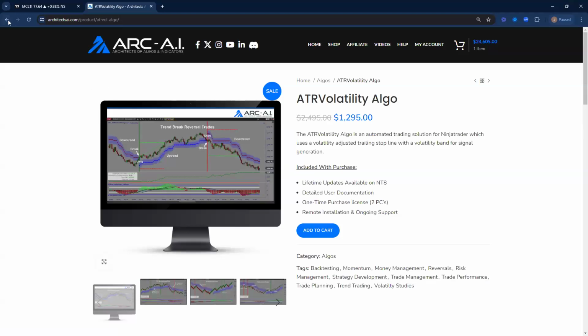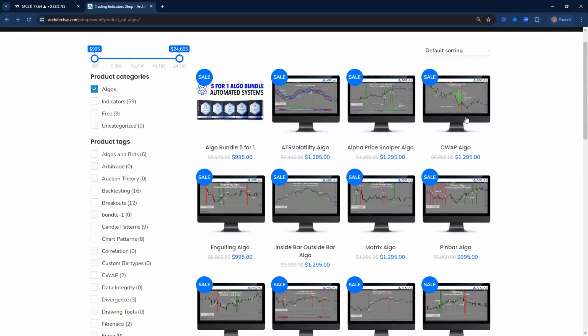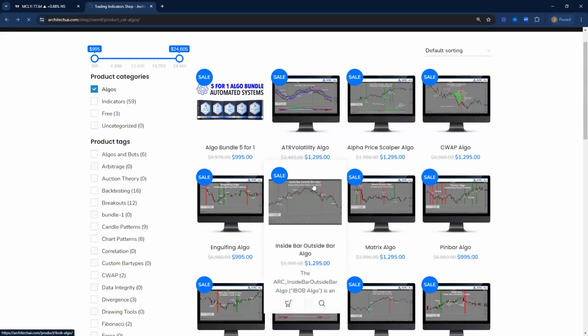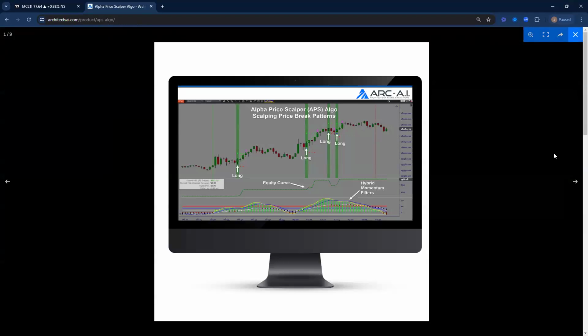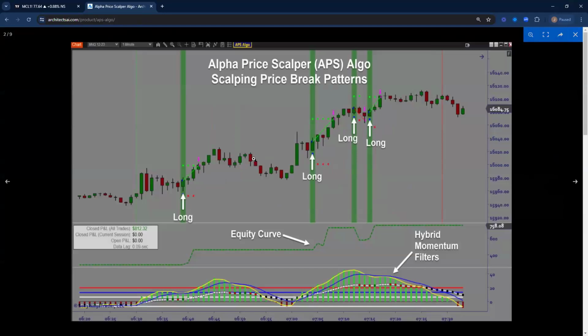I will say most all of them, you can trade trends. Alpha price scalper is price action. There it is. These are going to be, yeah, scalp price breaks.